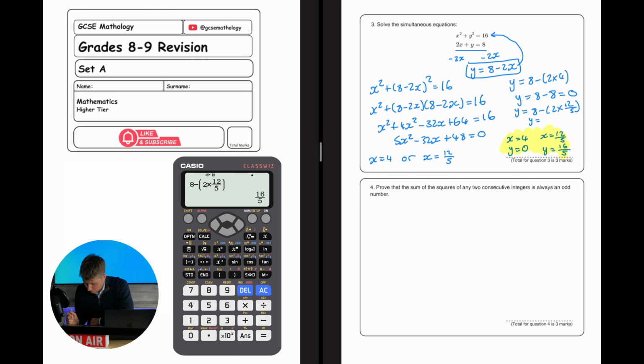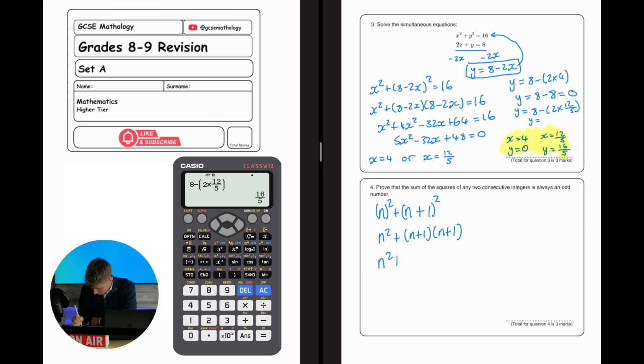Question 4 says, prove that the sum of squares of any two consecutive integers is always an odd number. So two consecutive integers could be n and n plus 1, and we need to prove that the sum of the squares, so if we square these and add them together, we're going to get n squared plus (n plus 1) times (n plus 1).